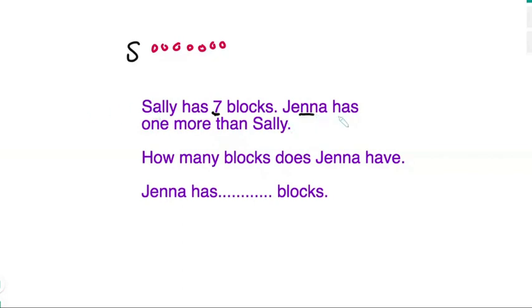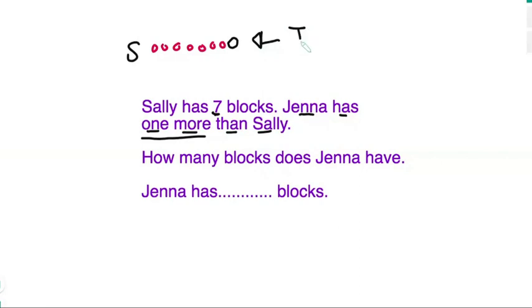It says Jenna has 1 more than Sally. So do you remember? When we're looking for 1 more, what do we have to do? Have a think. When we're adding 1 more, we're simply going to add 1 more. So we can add 1 more block or counter, okay? Because Jenna has 1 more than Sally. So Jenna has all of these.